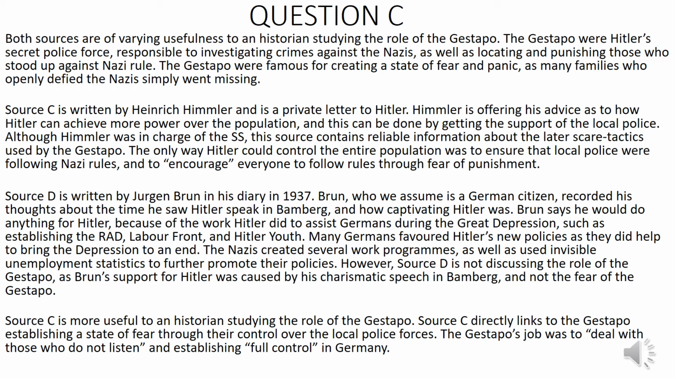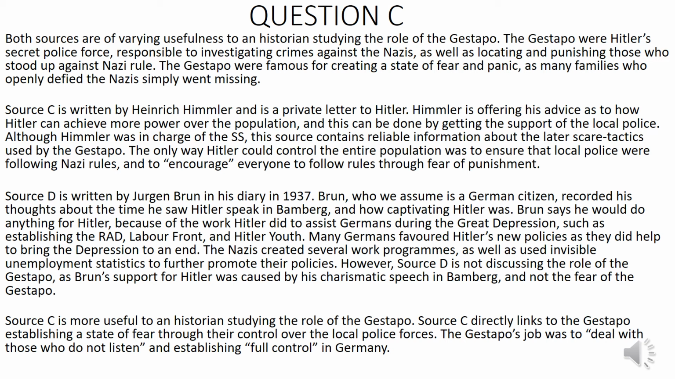Although Himmler was in charge of the SS, this source contains reliable information about the later scare tactics used by the Gestapo. The only way Hitler could control the entire population was to ensure that local police were following Nazi rules, and to encourage everyone to follow rules through fear of punishment. Source D is written by Jürgen Brunn in his diary in 1937. Brunn, who we assume is a German citizen, recorded his thoughts about the time he saw Hitler speak in Bamberg, and how captivating Hitler was.